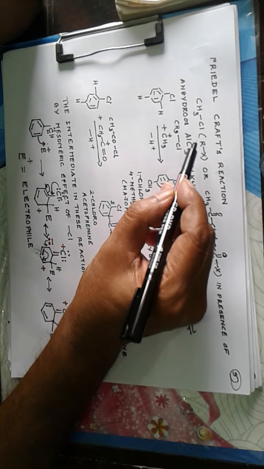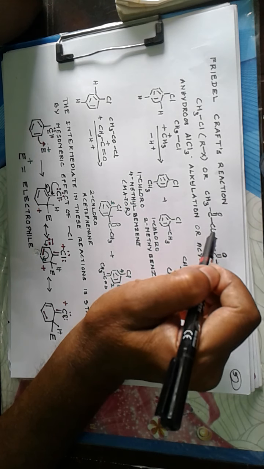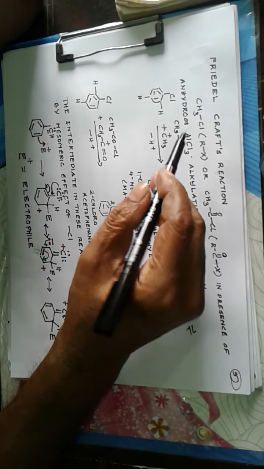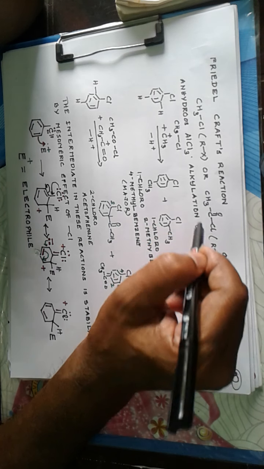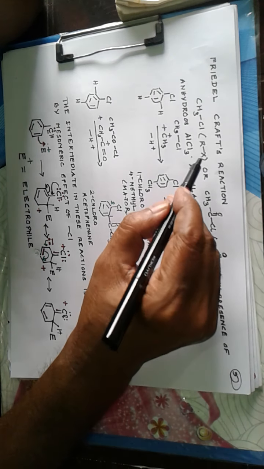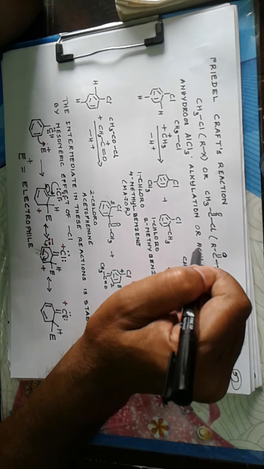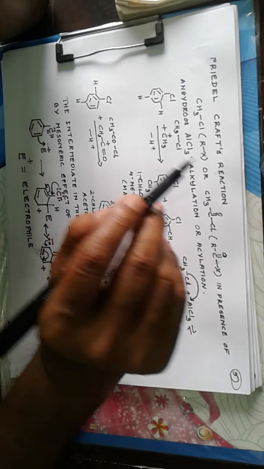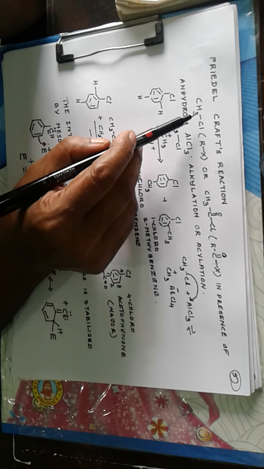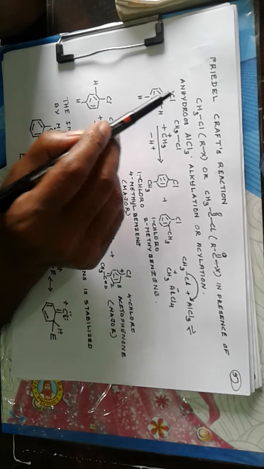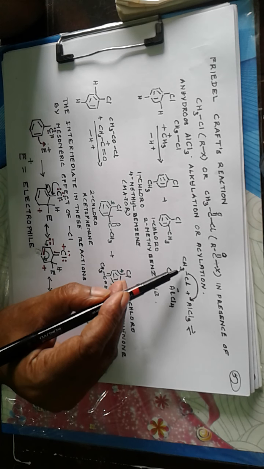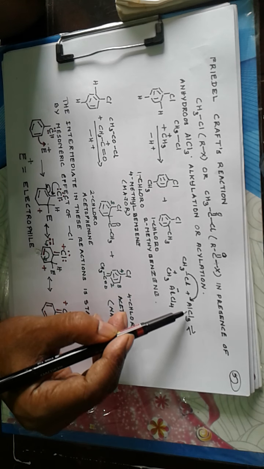Now CH3Cl or CH3COCl in presence of anhydrous aluminum chloride, we get alkylation or acylation. If it is CH3Cl, we get alkylation. If it is CH3COCl, we get acylation. Now in alkylation, the electrophile is CH3 positive. Now CH3Cl combines with AlCl3.